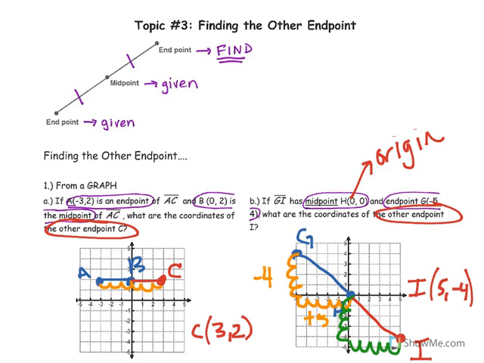The only other method that we're going to go over is how to find this from a table, because I find that that's easier than using the formula. If you're someone who wants to use the formula, please go see your teacher, and he or she can explain how to use the midpoint formula to solve for the other endpoint. But let's go over the table method now.